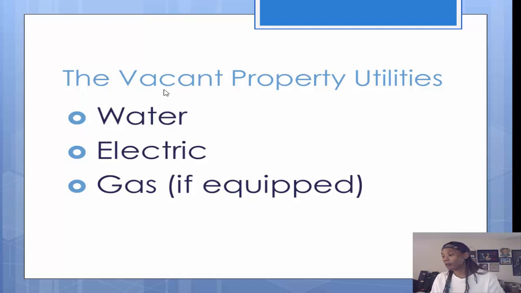Doesn't matter if you're in an apartment or a single family home. These are our basic utilities that we use every day. So at a vacant property, these are some of the things that you want to check. And utilities is probably going to be one of the most important things that you check at a vacant property in order to prove that that property is actually vacant.